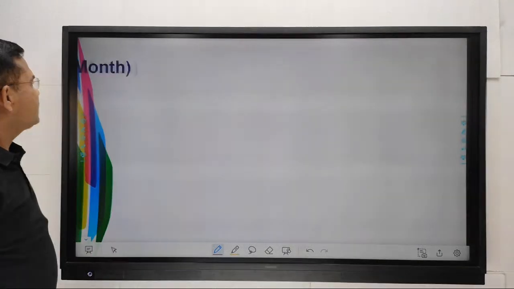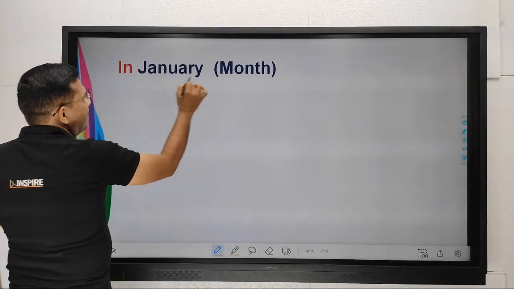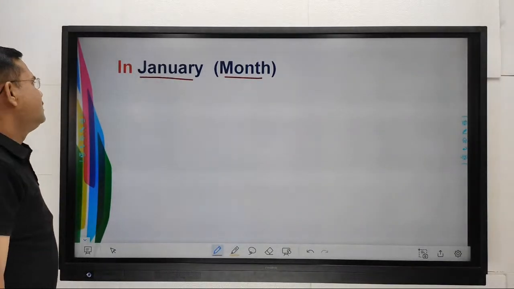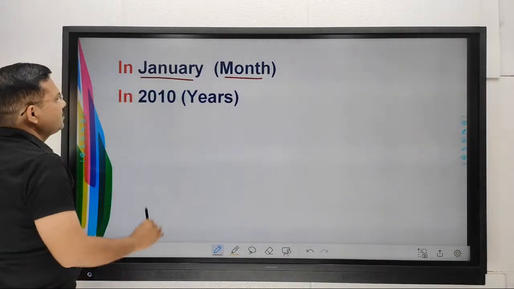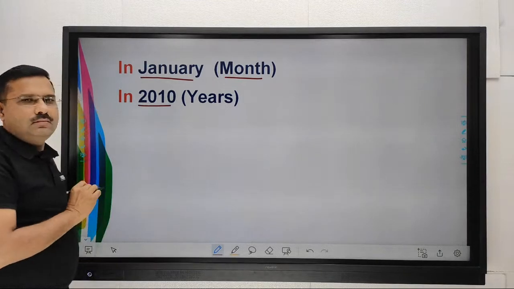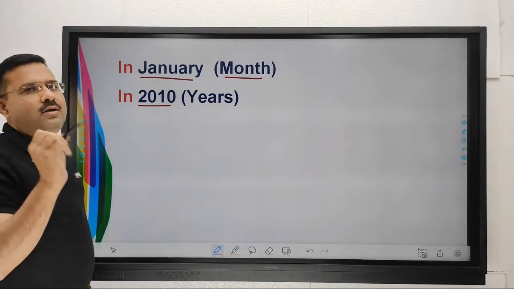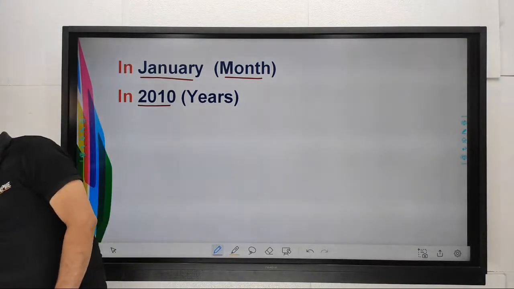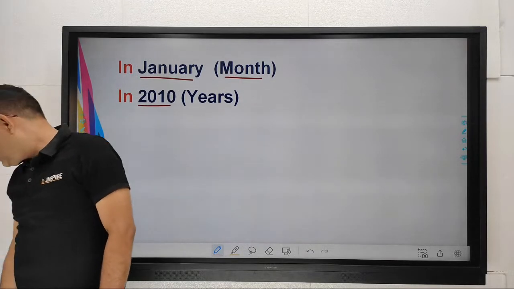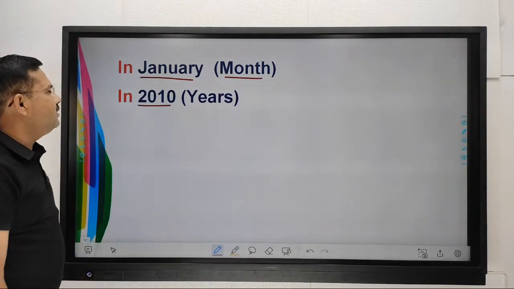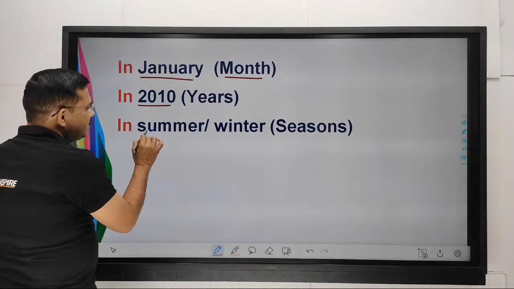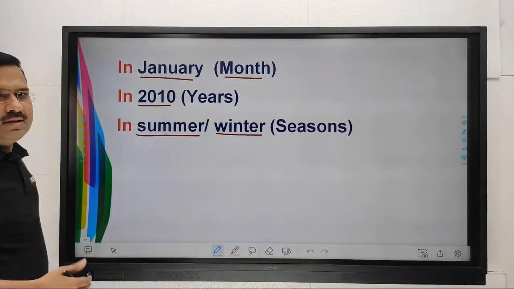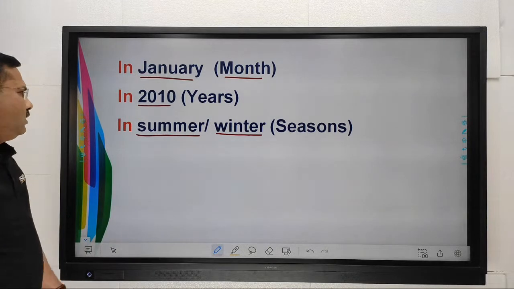Like where this in is fixed. It is fixed with months like January, February, March, December, or whatever. So with month we use in. If year is given, like in 2010, in 2015, in 2018. Try to pay full concentration here so that we all can understand the concept of in. Third, in is fixed with seasons like summer, winter, fall, rainy season. So whenever season is there, we have to use in.